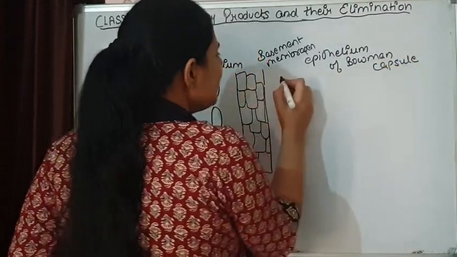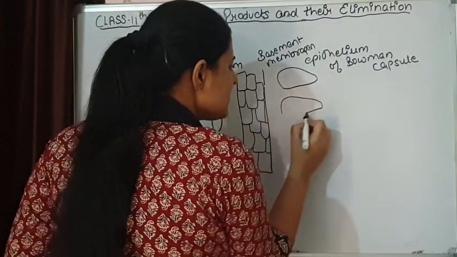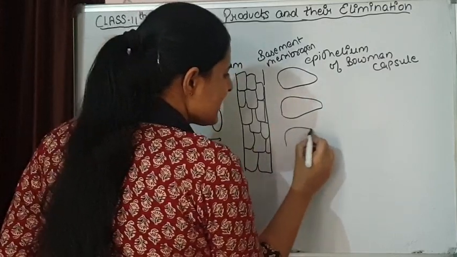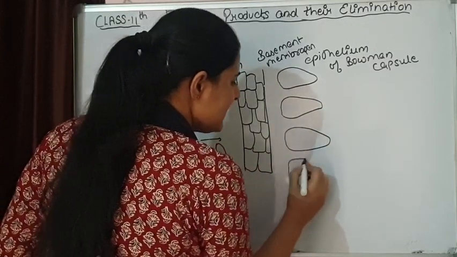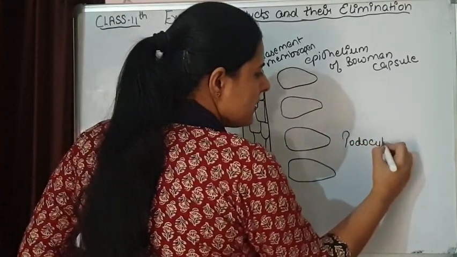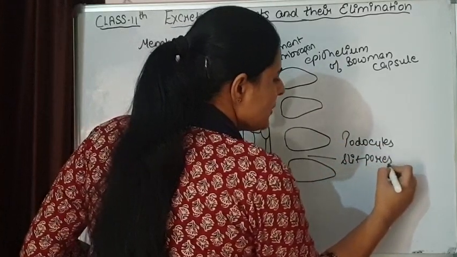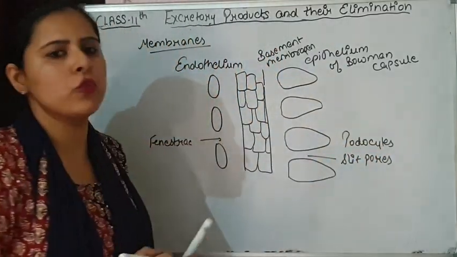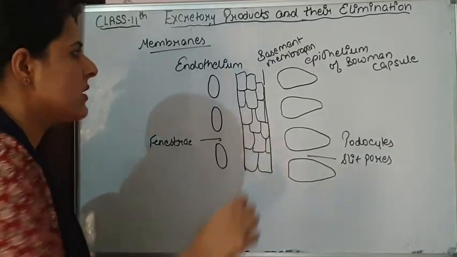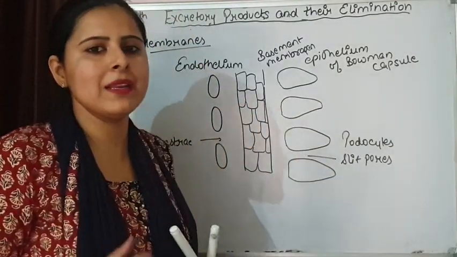And we know this inner epithelium of Bowman capsule is made up of podocytes, and these foot-like structures are present in the podocytes. Here podocytes are present and they have slit pores between them. So these pores are helping in the movement of substances. So as we zoom out, these are the membranes that are helping in the better exchange.